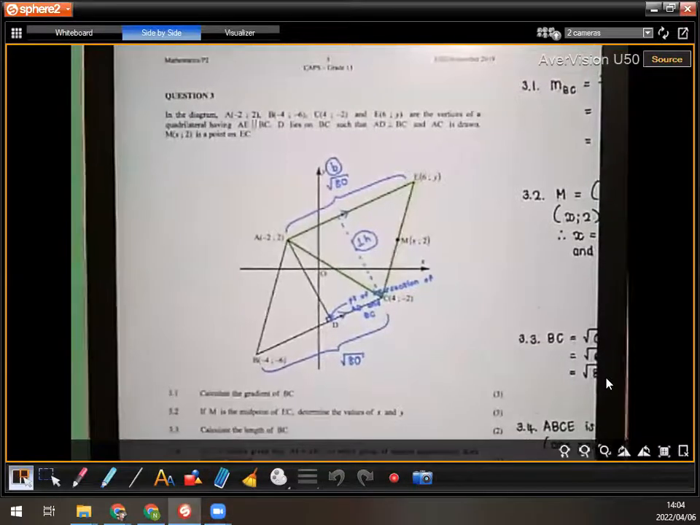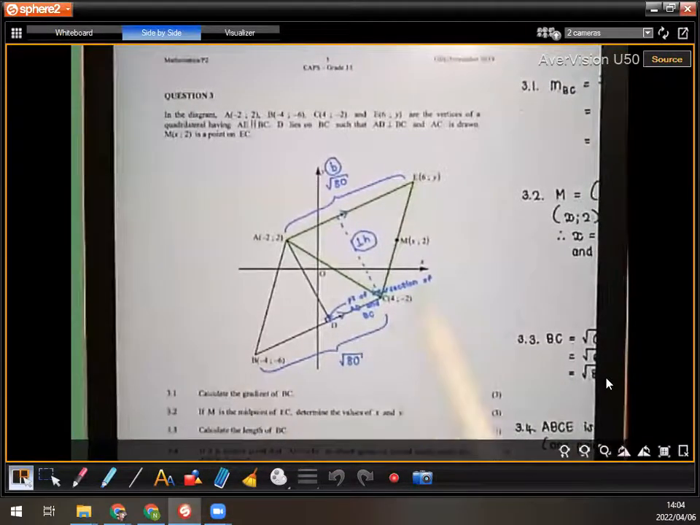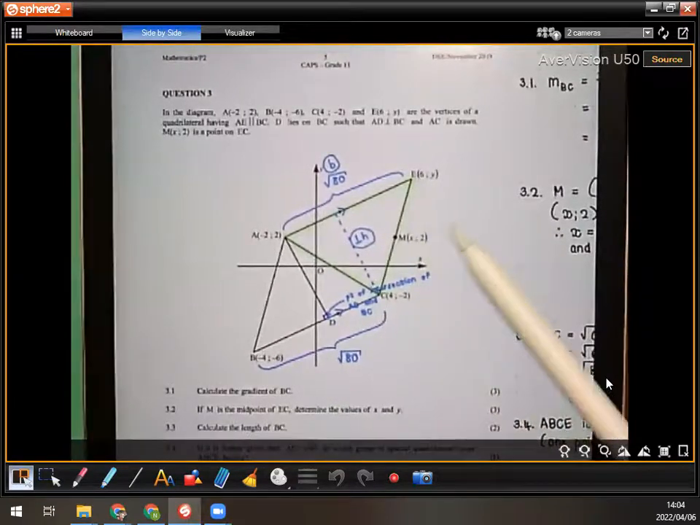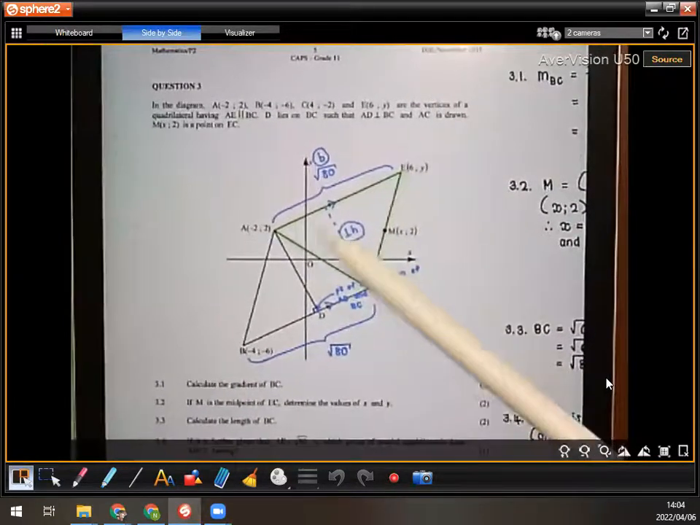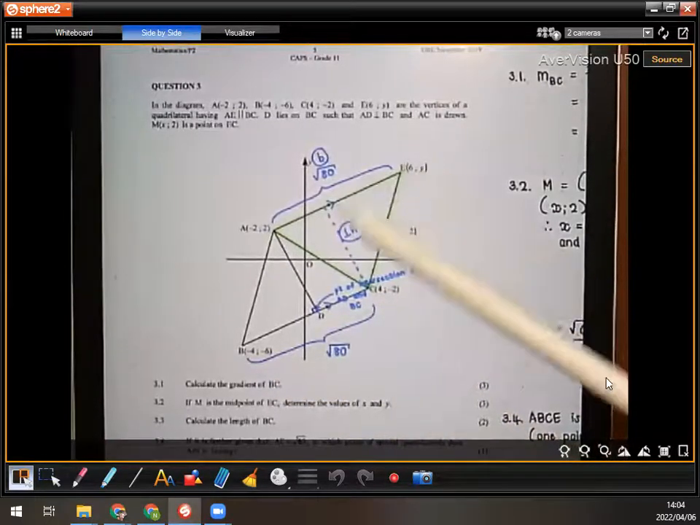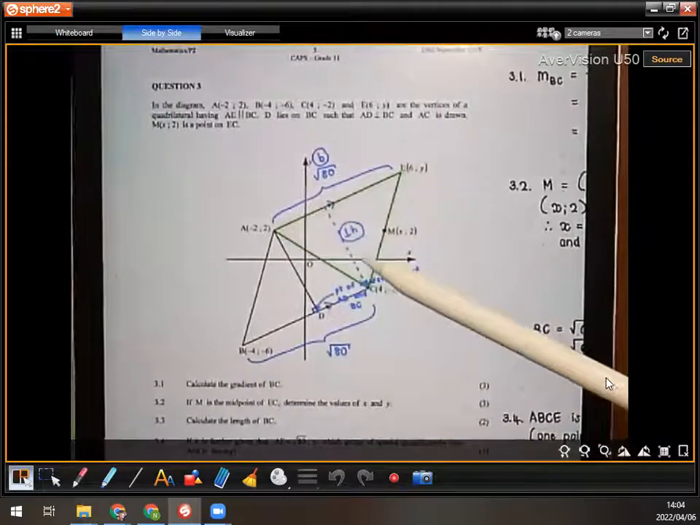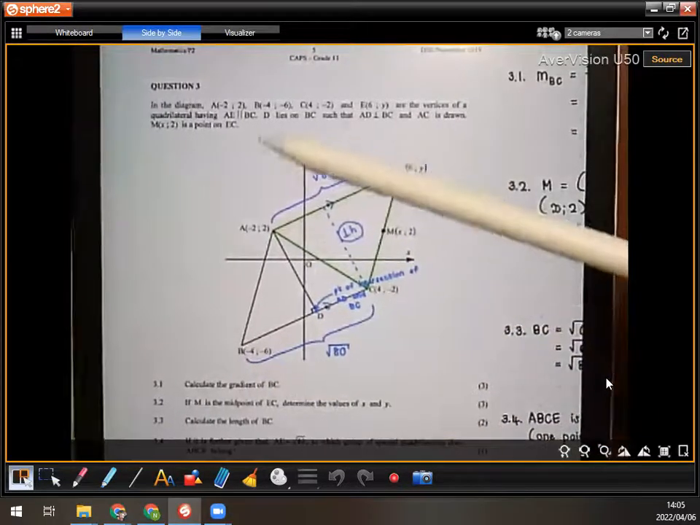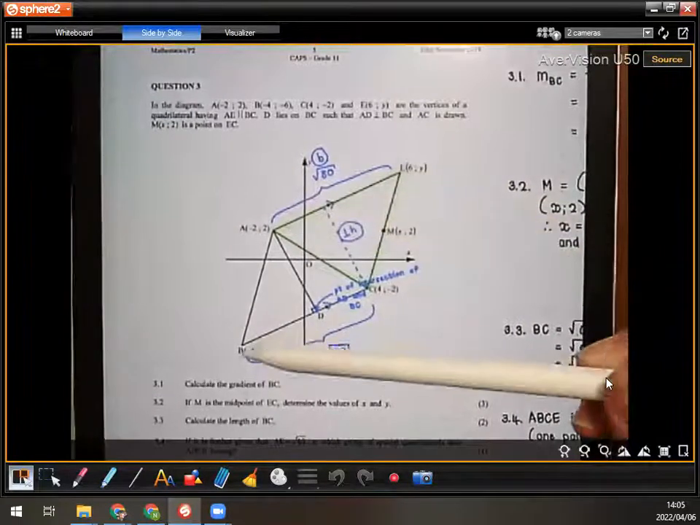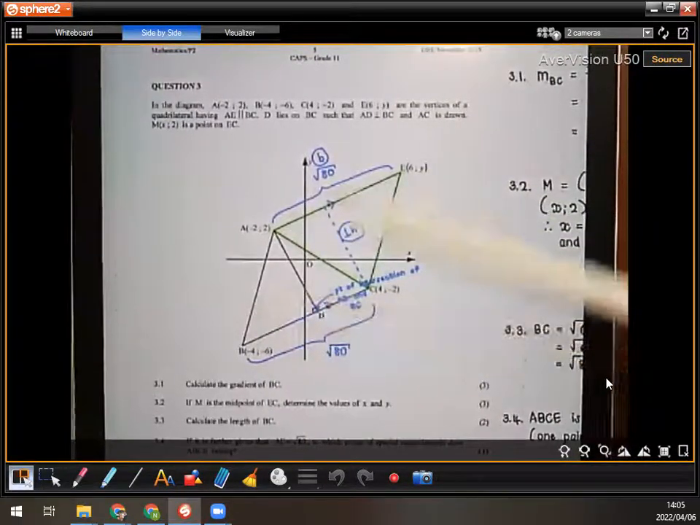Okay, so they gave you this diagram. Obviously, everything is blue and green; I added into it. Look at that now. We'll go through it step by step. But they're saying in the diagram, A, B, C, and E are the vertices of a parallelogram. So they're not actually saying that it's a parallelogram. They're just saying it's a quadrilateral. AE is parallel to BC. Right?